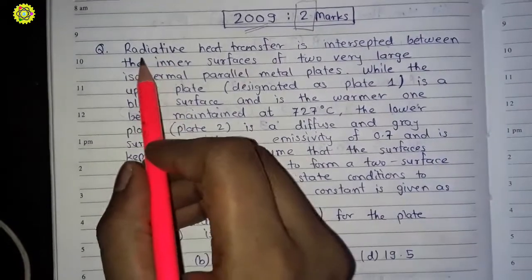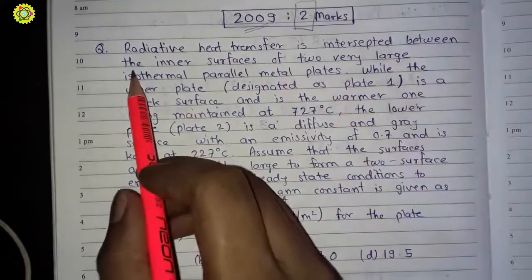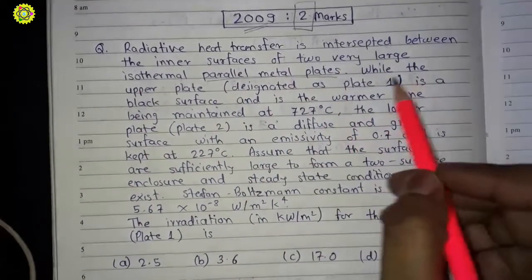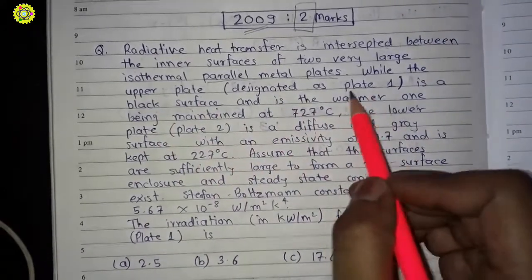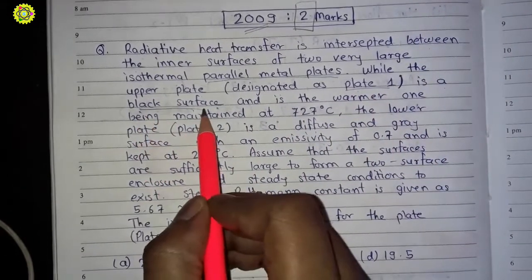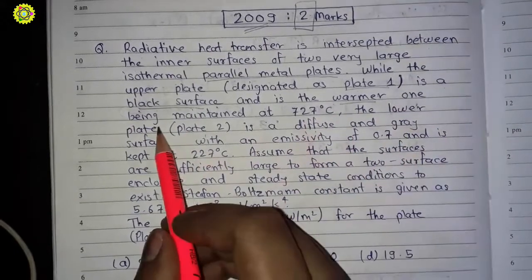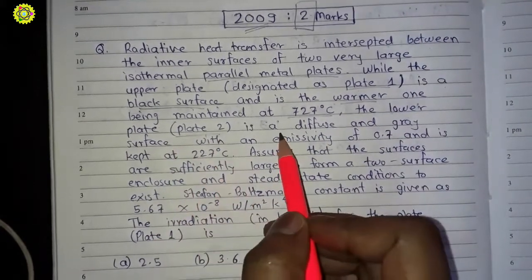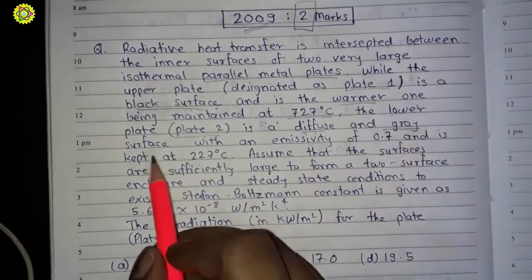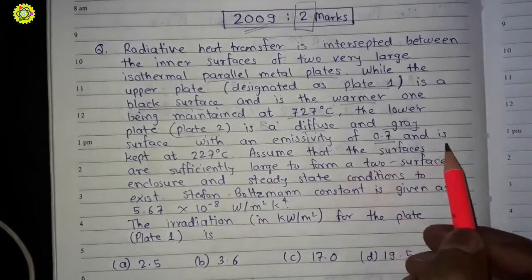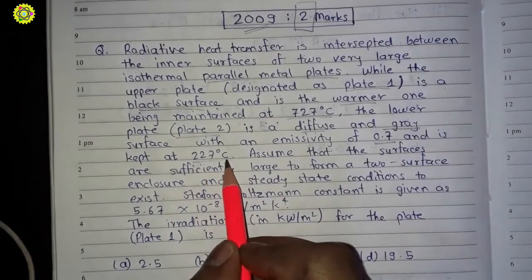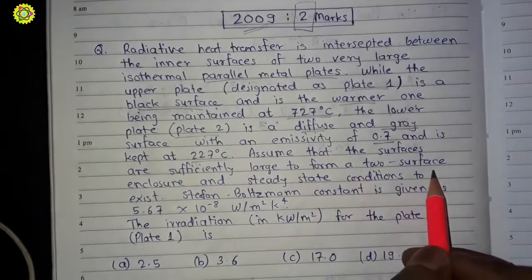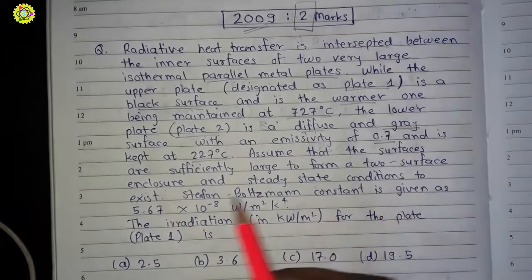Friends, this is the question from the 2009 question paper, and it was for 2 marks. Radiative heat transfer is intercepted between the inner surfaces of two very large isothermal parallel metal plates. The upper plate, designated as plate 1, is a black surface and is the warmer one, being maintained at 727 degrees Celsius. The lower plate, that is plate 2, is a diffuse and grey surface with an emissivity of 0.7 and is kept at 227 degrees Celsius. Assume that the surfaces are sufficiently large to form a two surface enclosure and steady state conditions exist.